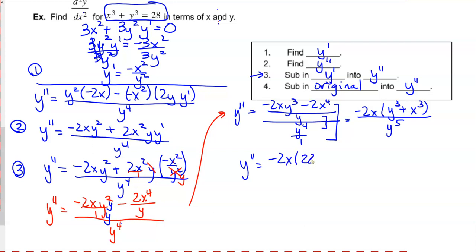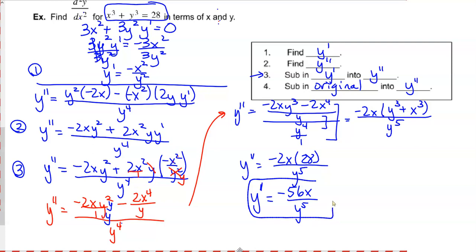And we are one step away from simplifying what our double derivative, or our second derivative, is with respect to x. So I'm going to multiply 28 times negative 2 and get y double prime is equal to negative 56x over y to the 5th. And that would be our final answer. I know that's a lot, okay? But it's really good algebra exercise to be able to figure those out and to be able to break them down to what is needed, okay? So that would be our y double prime for that problem.